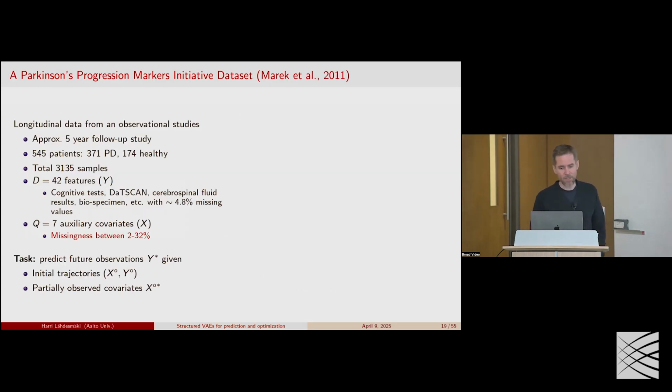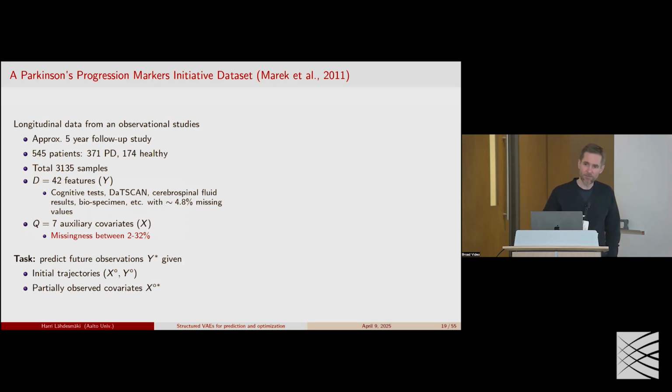And here is one example of how this kind of a model works. So we took some observational longitudinal data focusing on Parkinson's disease, follow up about 5 years, 500 patients, about 3,000 samples, relatively low dimensional in this case, 42 features observed, 7 covariates available, but now it's a real world data set, so missingness in the covariates is something between 2 and 32 percent, so quite high missingness.